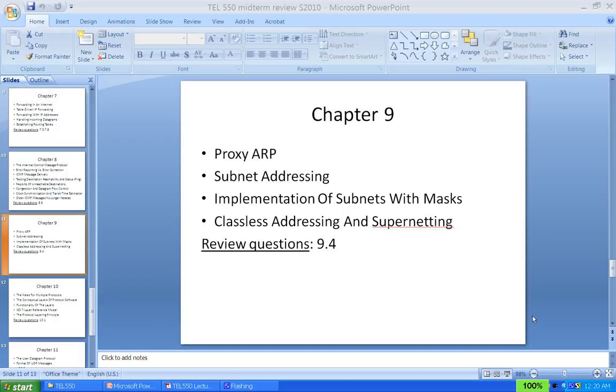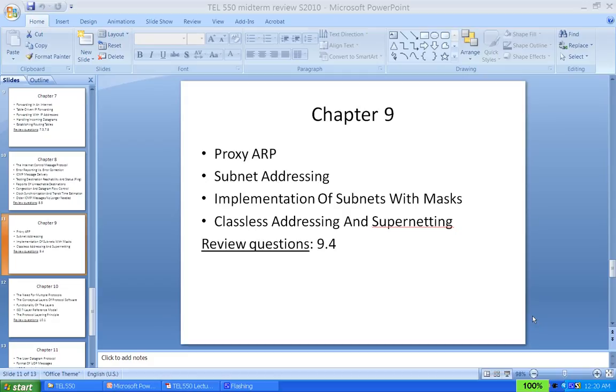Okay, let's look at chapter 9. In chapter 9, we discuss proxy ARP, because we need to hide the network architecture for security purposes, or try to save IP addresses, because we already found out that the IPv4 address space is not enough. It will run out of space pretty soon at the current pace.